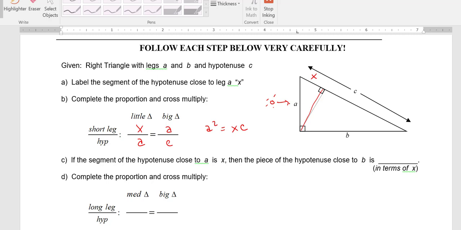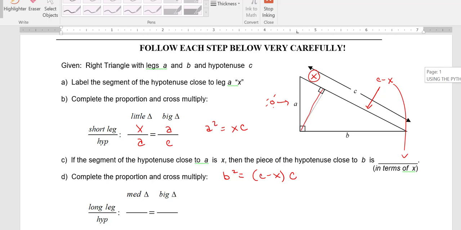Likewise, I can find something for b. So b squared is going to be equal to, well, this piece right here, if this is x, this piece has to be c minus x. So it's going to be short shadow, c minus x, times long shadow, which is c.